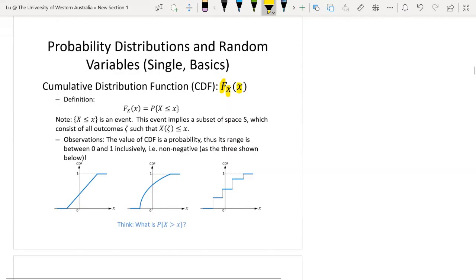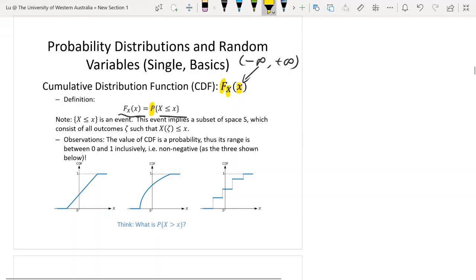The lower x in the brackets is just a general parameter for this function. Typically, the range of the lower x covers from negative infinity up to positive infinity, the full range. How do we define the cumulative distribution function? So in the next slide, you can see the mathematical formula defining this cumulative distribution function. We define the CDF function of x as a probability evaluation.